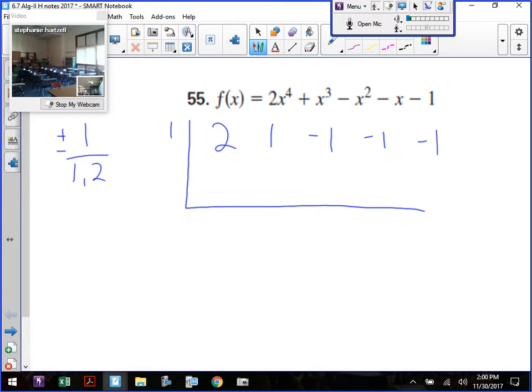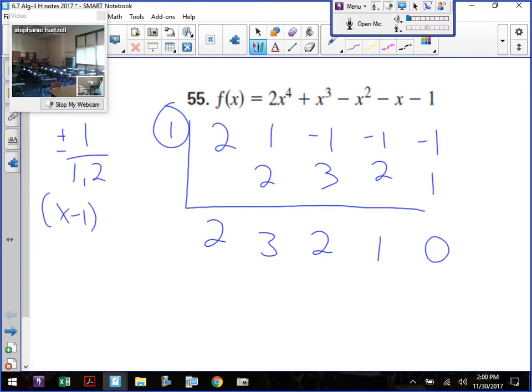So as you go through this, you drop the first term, multiply, add, multiply, add, multiply, add, multiply, add. And you get a 0. So you have a 0 at 1. So I know this is a 0, which makes my term then x minus 1. So I write that off to the side so I keep a tally.